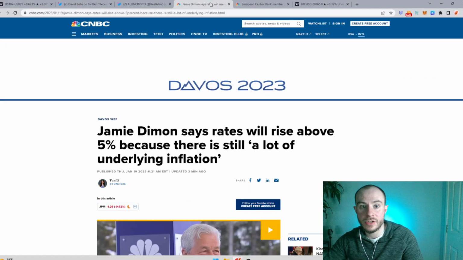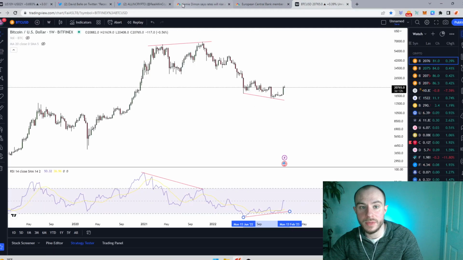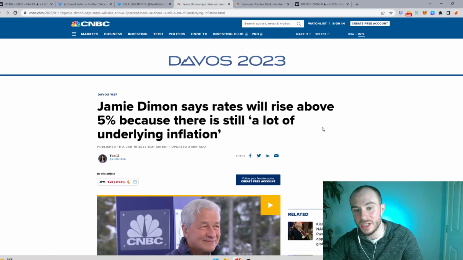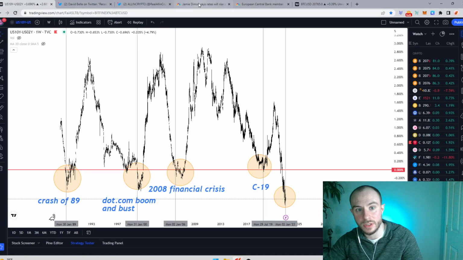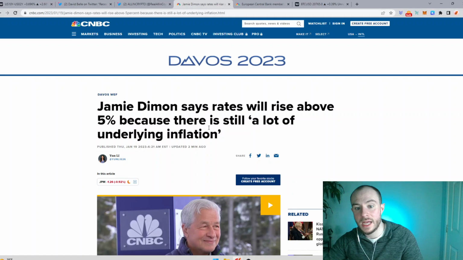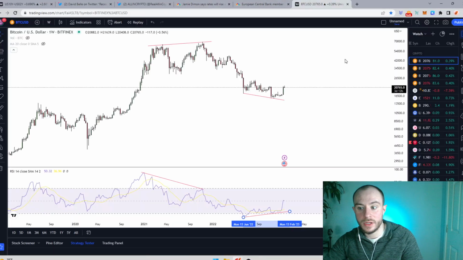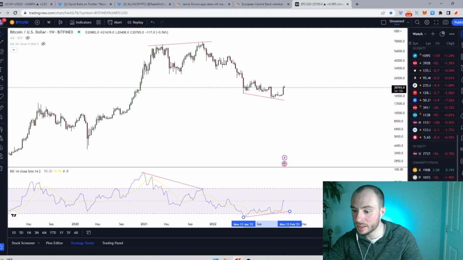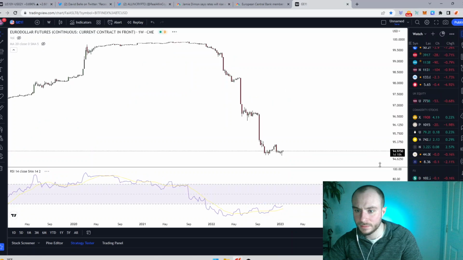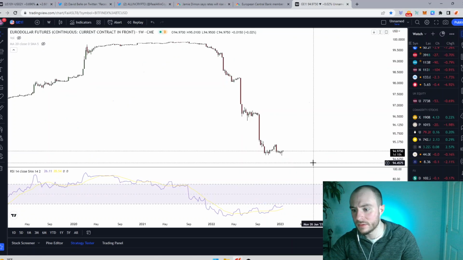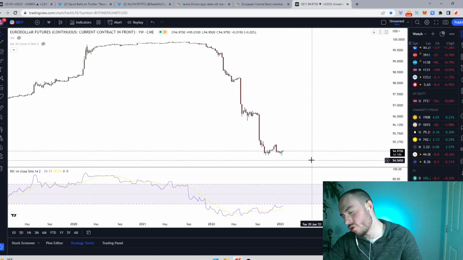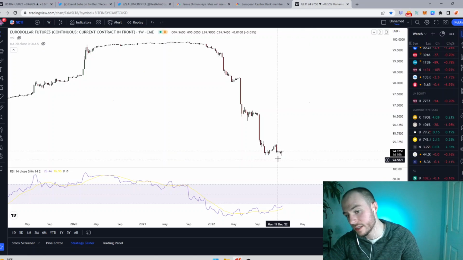There's a number of interesting things that we're going to get into as well. We'll look at Bitcoin, of course. You've got Davos going on at the moment. Jamie Dimon, who is, of course, JP Morgan's CEO, says rates will rise above 5% because there is still a lot of underlying inflation. I'll get through the news and then we're going to get into the yield curve. So that's what I think the eurodollars has still got us at over 5% for the US. Yeah, it's got us at 5.025%.